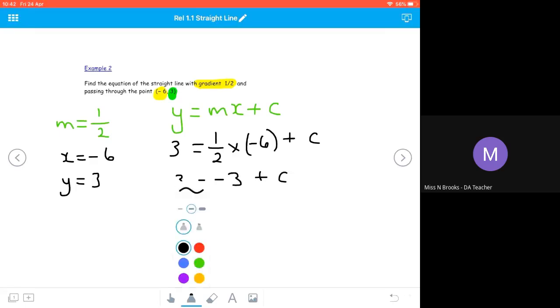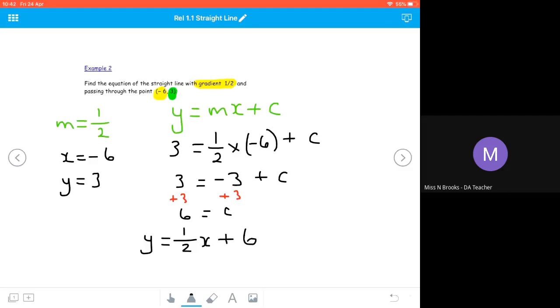Then we need to do the opposite of take away 3, which is add 3 to both sides. So we're going to get c equals 6. And then we have to rewrite our line, y equals the gradient half x plus c, which is plus 6.